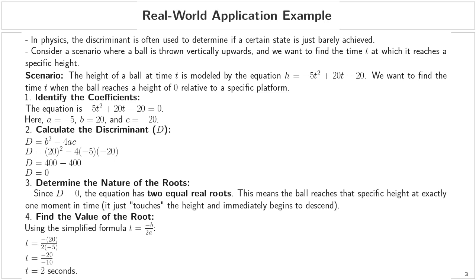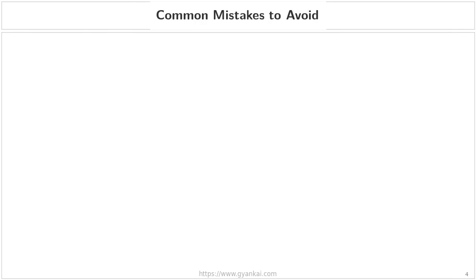Now that we understand the mathematical theory behind why the discriminant being 0 leads to a single repeated root, let's see how this actually applies to a real-world situation. As we move to the next slide, I want you to pay close attention to some common pitfalls students encounter when performing these types of calculations. Common mistakes to avoid.